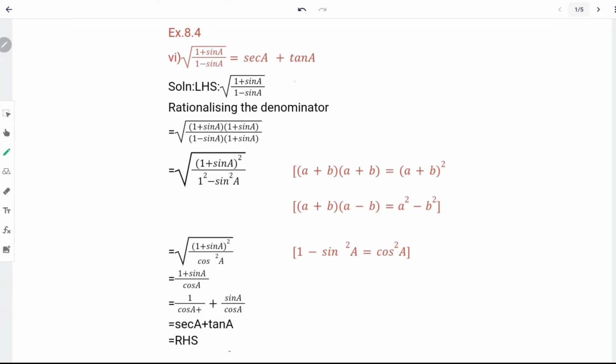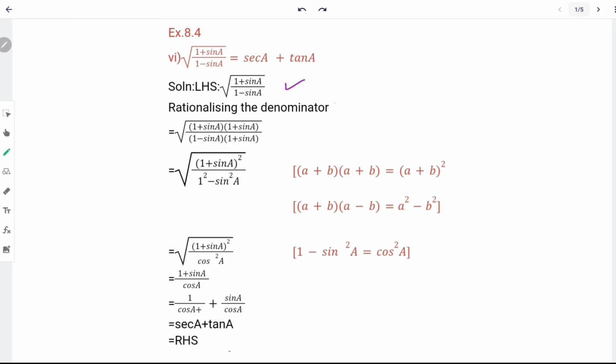All right, continuing 8.4 Roman number 6. So once again we'll try to prove that left hand side is equal to the right hand side. Have a look at the left hand side. It is under root, and then we have 1 plus sine a over 1 minus sine a. First thing, we'll try to remove the root, because when you look at the right hand side there is no root or anything, right?